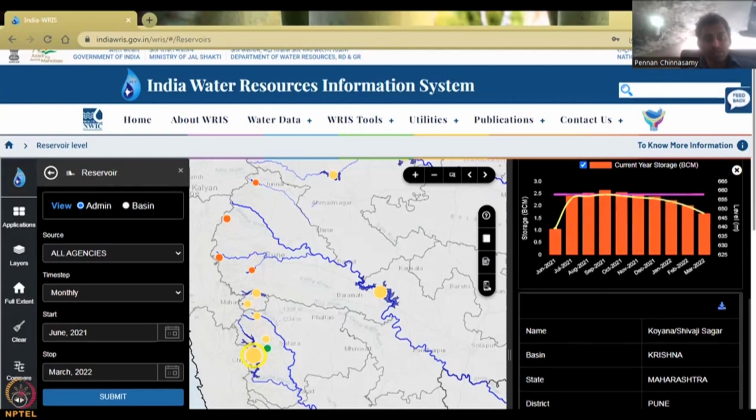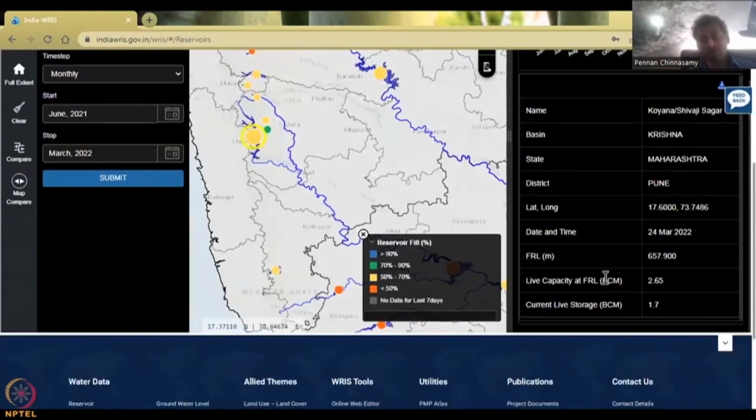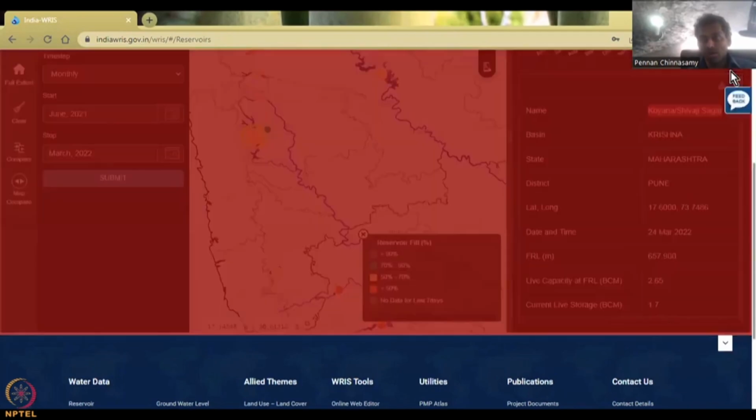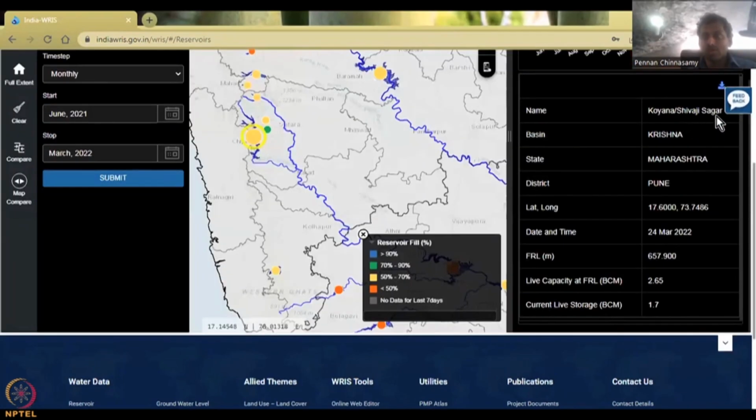Again, it is a default June to March. I'll also change it to show you one water period and how the data goes up. For the same Shivaji dam, it gives you more details. The name of the dam, Koyana or Shivaji Sagar. Sometimes these dams have 2-3 names based on the British period, the current period, etc. And it gives you the basin in which this dam is placed, the state, Maharashtra, district, etc.